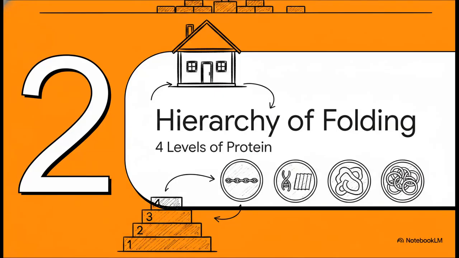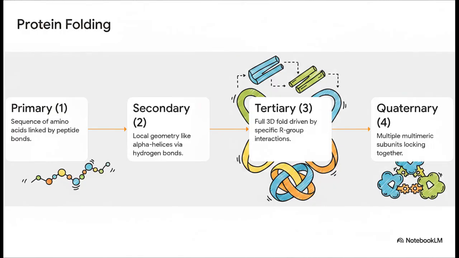Moving on to part 2, the hierarchy of protein folding. To truly understand how these diseases happen, we really have to visualize proteins being built from the ground up. Nature methodically builds a protein in 4 distinct steps. It's a lot like laying the foundation and framing a house. Step 1 is the primary structure. This is just a linear sequence of amino acids linked together by incredibly strong covalent peptide bonds.